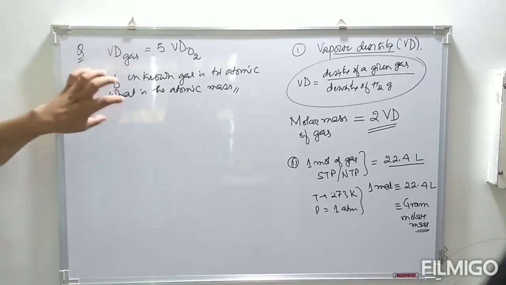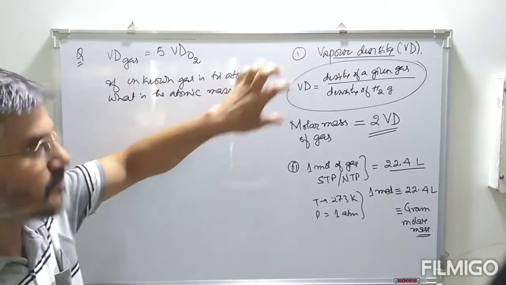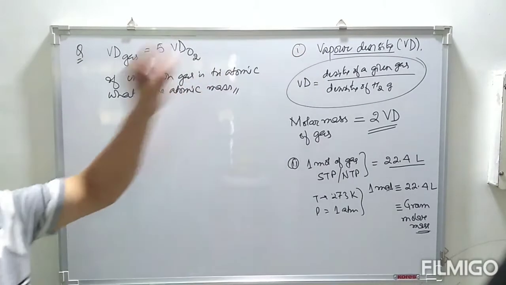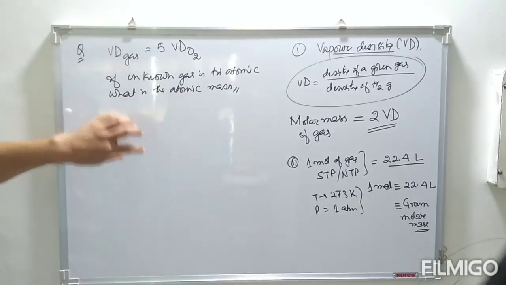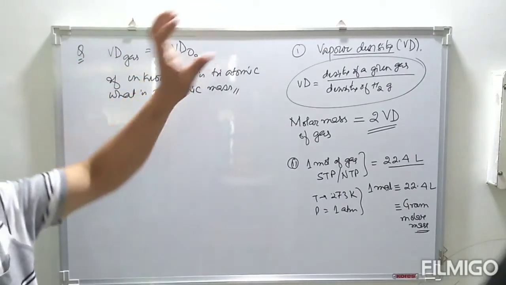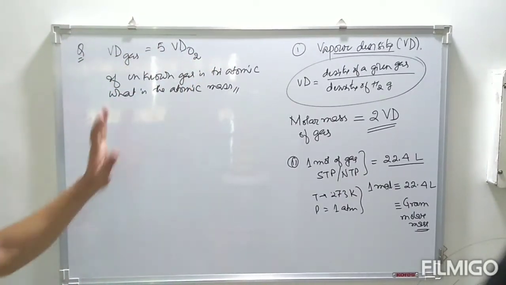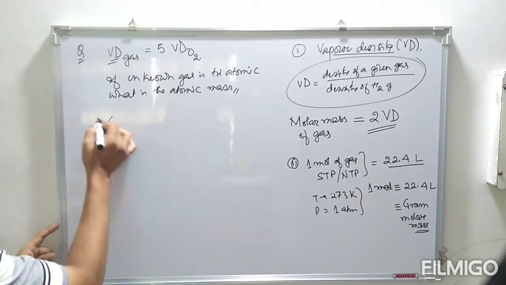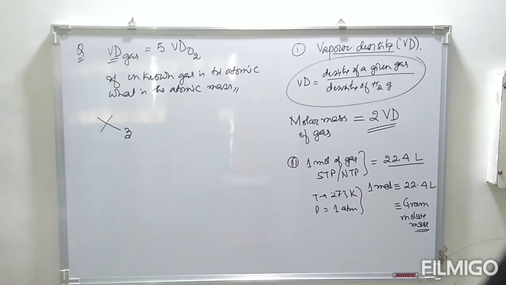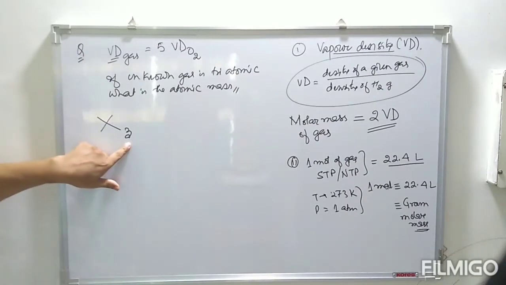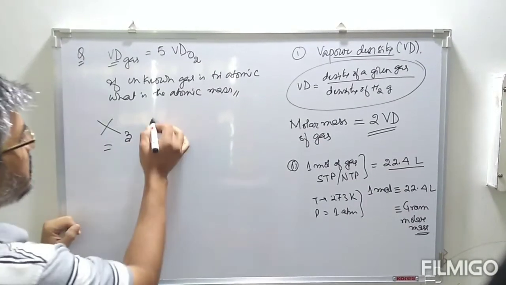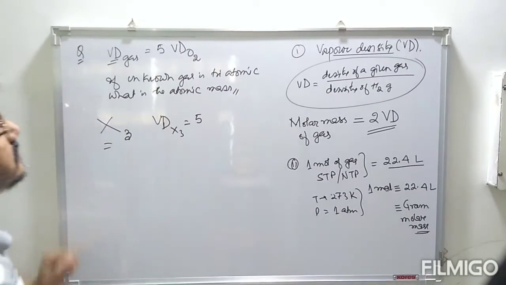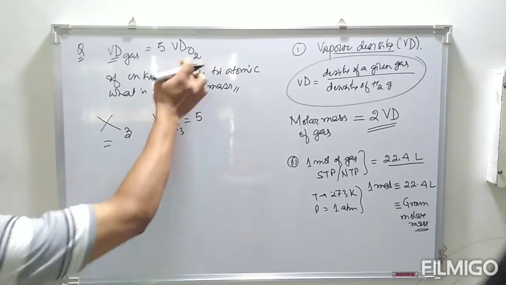So question says we have an unknown gas. This unknown gas is triatomic, means one molecule of this unknown gas contains 3 atoms. Question further says the vapor density of the gas is 5 times the vapor density of oxygen. Then what is the atomic mass of the unknown? So let this unknown gas be X. So question says this is triatomic. So one molecule of this unknown gas contains 3 atoms. So vapor density of this X3 is equal to 5 times the vapor density of oxygen.